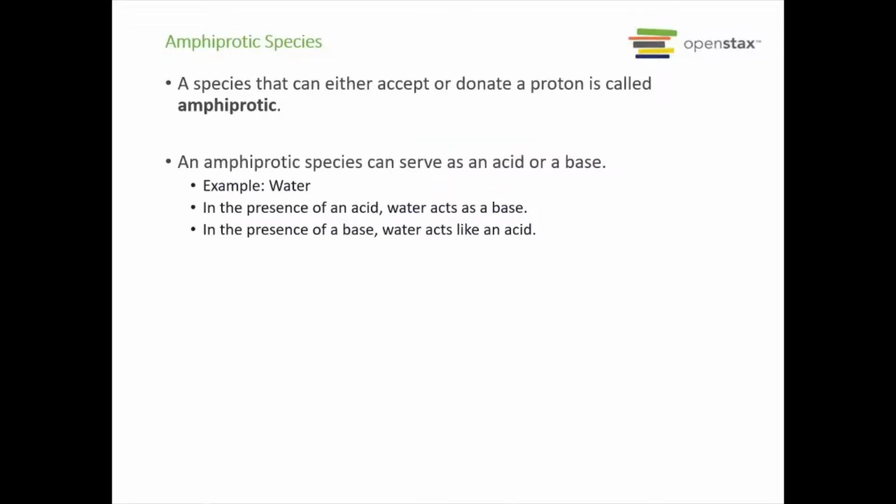If you have a species that can accept or donate a proton, it is called amphiprotic. So water is a big example of this. It can serve as an acid or a base, and we're going to look a lot more into water as we go along in this chapter. If you have it in the presence of an acid, it acts as a base and accepts a proton. If it's in the presence of a base, it acts like an acid and donates a proton.